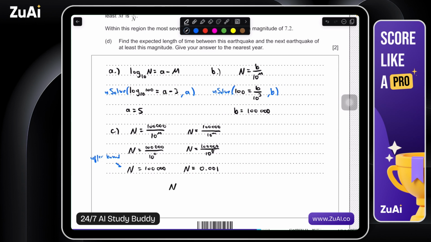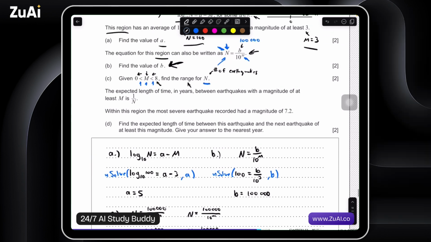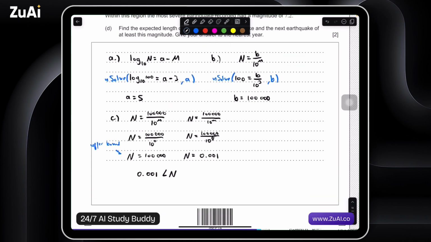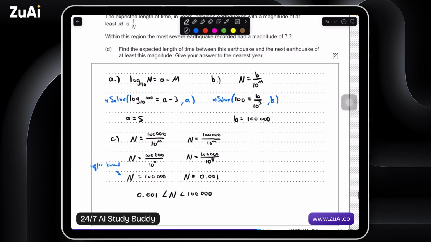Okay, so the total range of n, in this case we want to use inequalities, and we would say that n is greater than 0.001, using the same symbols here. We're not including the endpoints, so n is greater than 0.001 and less than 100,000. All right. Kind of a challenging question in terms of interpreting what it's asking. All right, let's go on to question D.